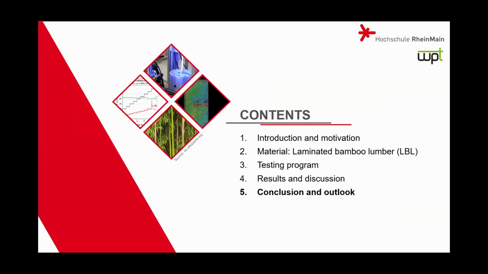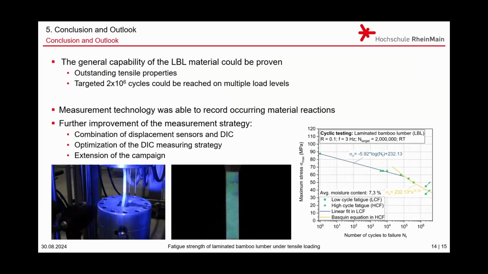Now I'm coming to the conclusion and outlook. We were able to prove the general capability of the laminated bamboo lumber material. It has shown an outstanding tensile property. The targeted 2 million cycles could be reached on multiple load levels.